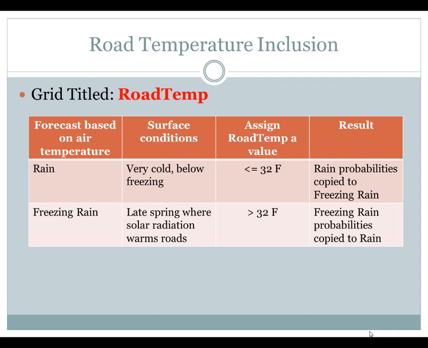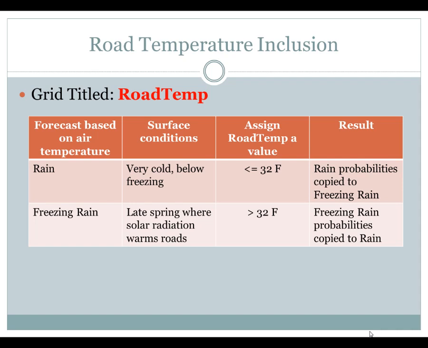The surfaces are going to be really cold. So in these situations, what you'd want to do is assign a road temperature value less than or equal to 32, and what that will do is copy your rain probabilities to freezing rain. Now on the reverse, let's say you're having freezing rain because your temperatures are like 31 or so outside.